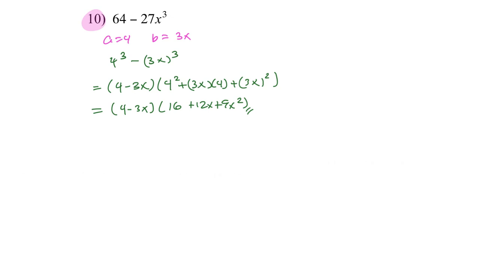Okay, so the next one, again, a is going to be 4, b is going to be 3x. So I can write this as 4 cubed minus 3x cubed. Then I have the first one minus the second one times the first one squared plus the first one times the second one plus the second one squared. So 4 minus 3x, 16 plus 12x plus 9x squared.